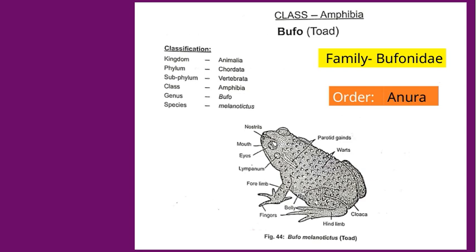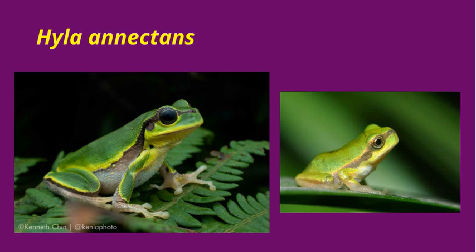They're often found in a variety of habitats worldwide, especially in temperate and tropical regions. Recognizing these key points helps us understand how this family fits into the larger picture of amphibian diversity and their ecological roles. So, as we move forward, keep in mind how these features set Bufonidae apart and contribute to their survival and adaptation. Let's take a closer look at Hyla annectans.